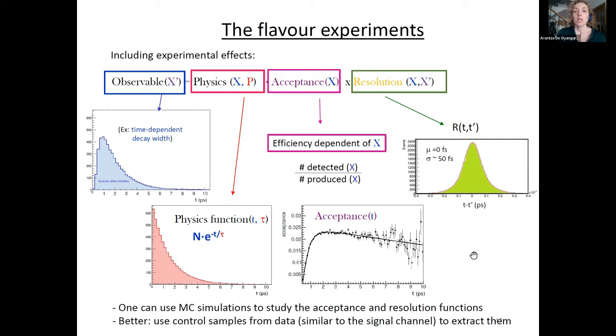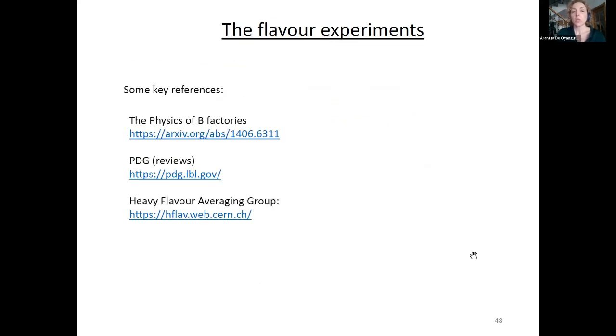Okay. So I think this is all I wanted to say as introduction, and I am just giving some references in case you are interested. For instance, for the physics of B factories, everything related to the measurements done in BaBar and Belle, you have many very interesting reviews. And there is the Heavy Flavor Averaging Group, where you have the latest results in the flavor sector, in case you want some values. Okay. So I don't know if you have any questions.